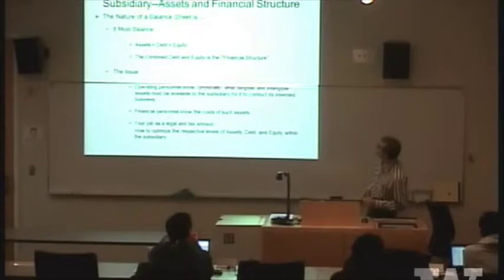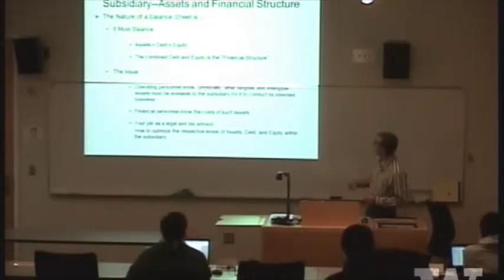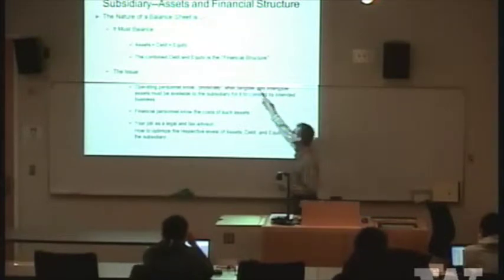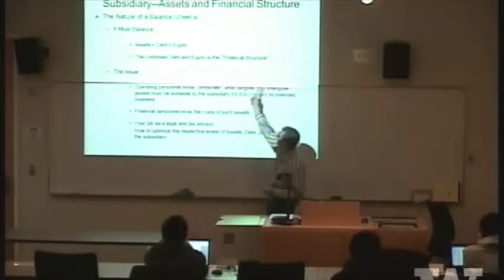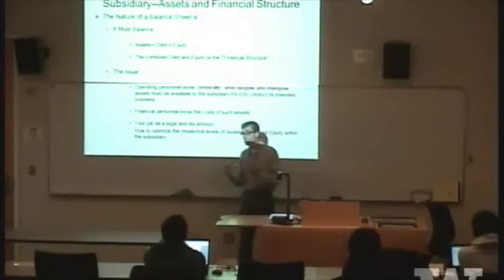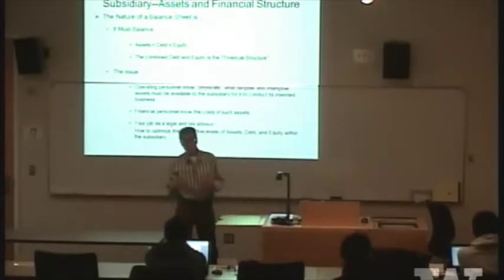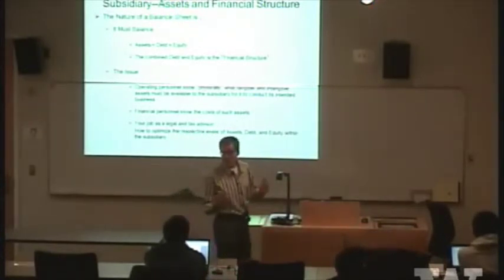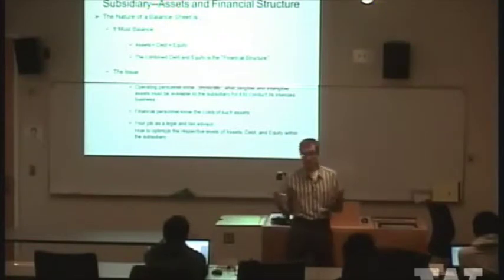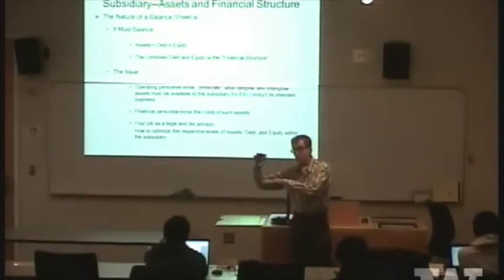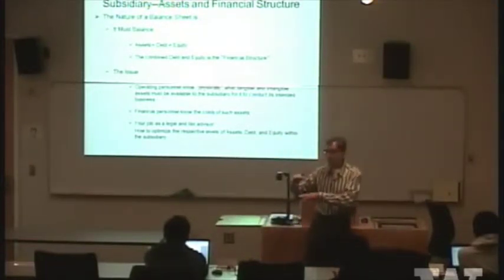We've talked a little bit about the nature of the balance sheet. This point here about the combined debt and equity, or capital section, is very often referred to as the financial structure of a company. How much debt is there? How much equity is there?